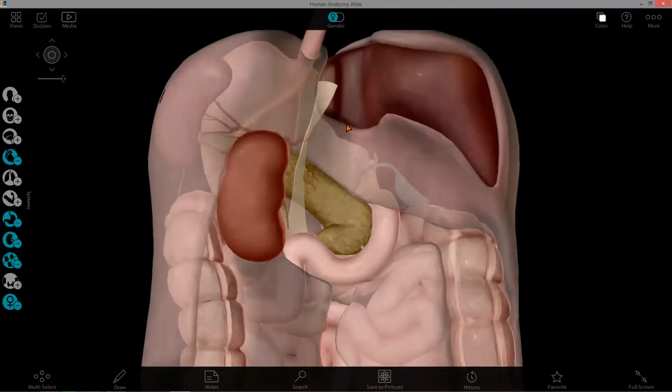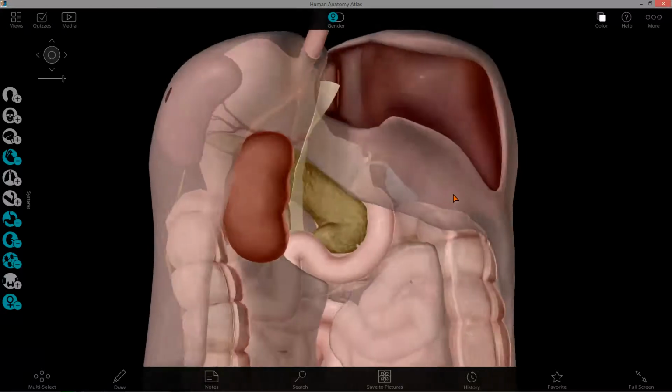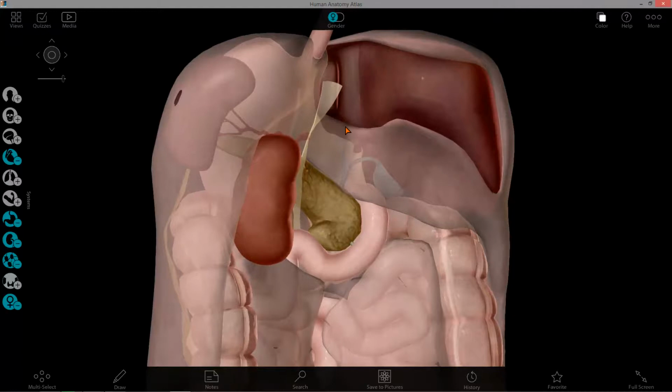So we have this area here, which is the inferior surface of the liver, and we are looking at a posterior view, so we already have posterior. So this area covered in peritoneum here, that is continuous with this area, which is the lesser sac as I outlined, and that is known as the superior recess.